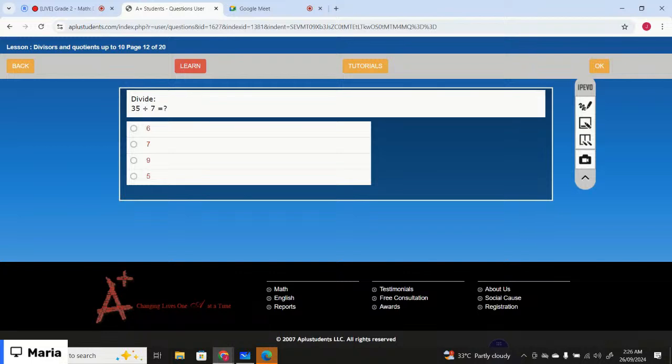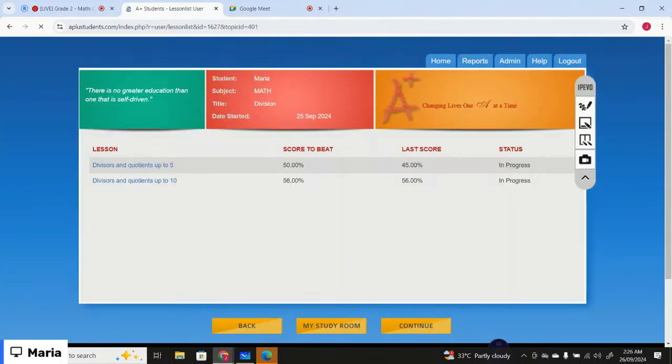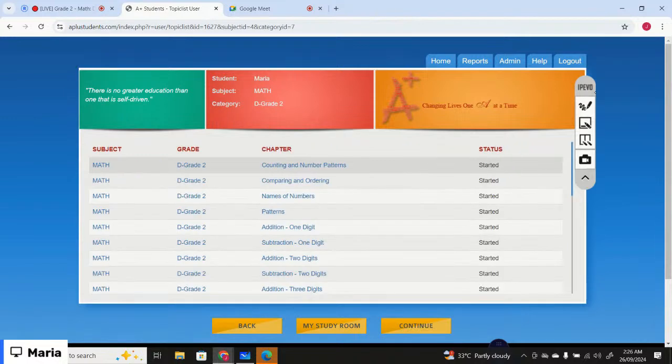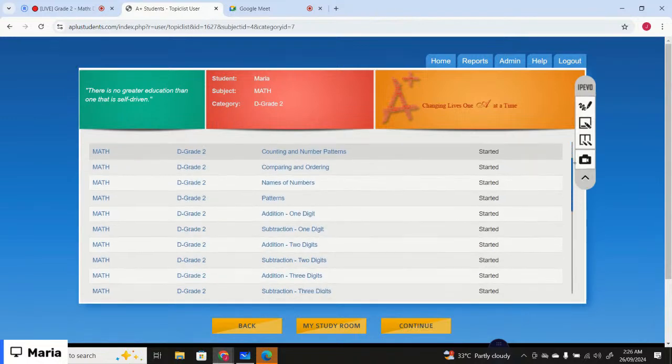Okay, you can complete the lesson by yourself later today. You can go. So we're done with the chapter division. Now we are going to start with the next lesson, that is, I think, probability and statistics.